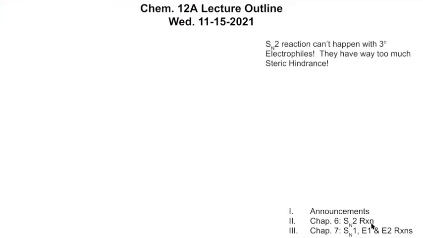All right, so the SN2 reaction can't happen with the tertiary electrophile. That's what I've been saying, right? The tertiary electrophiles just have too much steric hindrance. The nucleophile can't get back in there. So for example, this one, I've got a good leaving group of bromide. When it comes off, it's a very weak base.